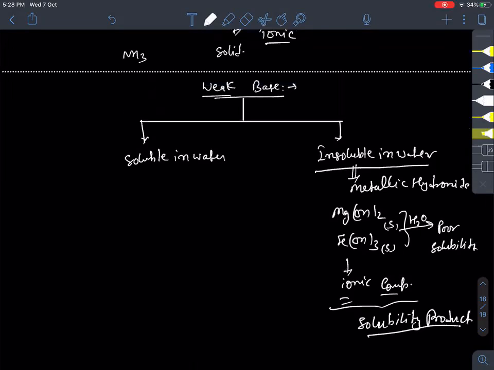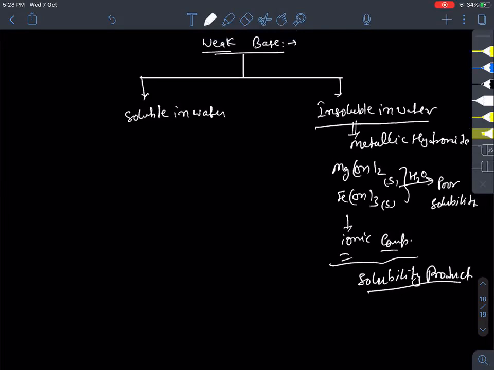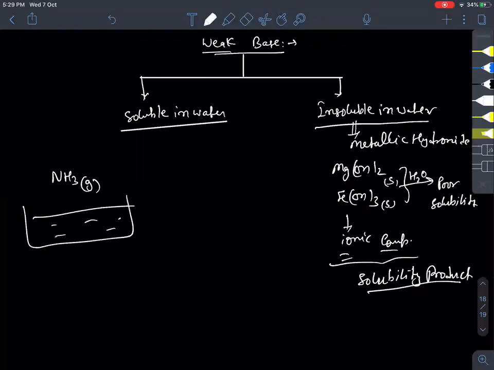Now the second category of the base, weak base, is not a metallic hydroxide, rather it is a compound of ammonia and its derivatives dissolved in water. The simplest example is ammonia, a covalent molecule, guys. Ammonia in fact is a gas. If you dissolve it in an aqueous solution, yes, it gets dissolved. It is soluble in water.